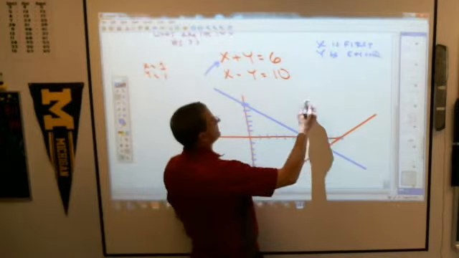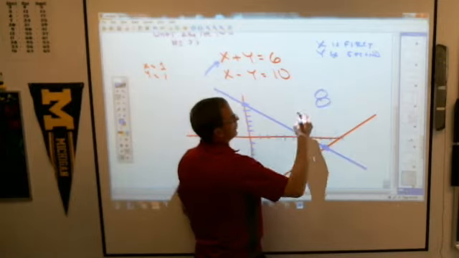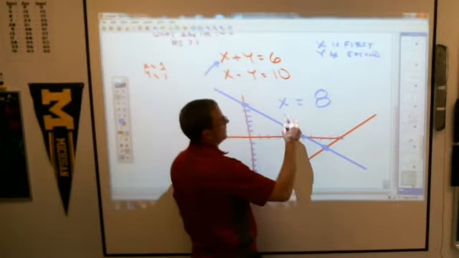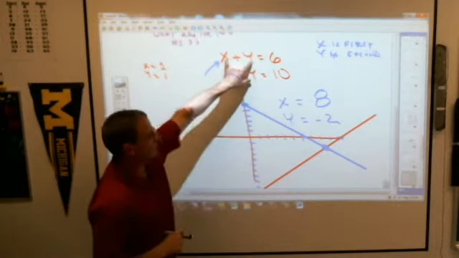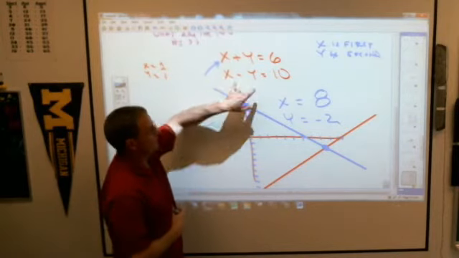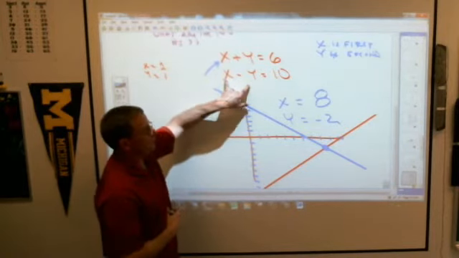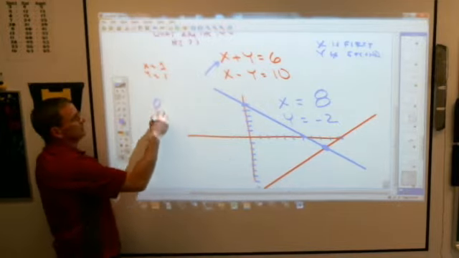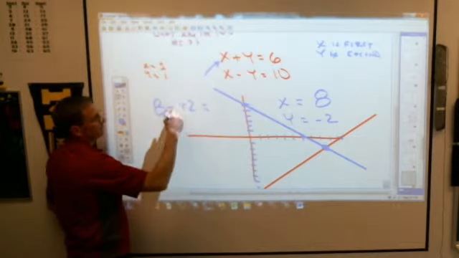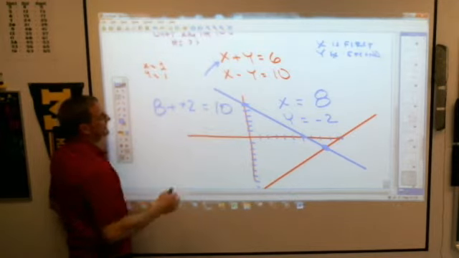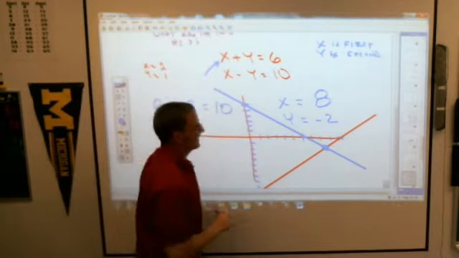Will that work? If x is 8 and y is negative 2, does it fit both of those things? If I add those together, do I get 6? If I subtract one from the other, if I take 8 and subtract a negative 2 from it, what do I get? I get 10. Thank you. Oh, sorry. Subtracting a negative is adding.